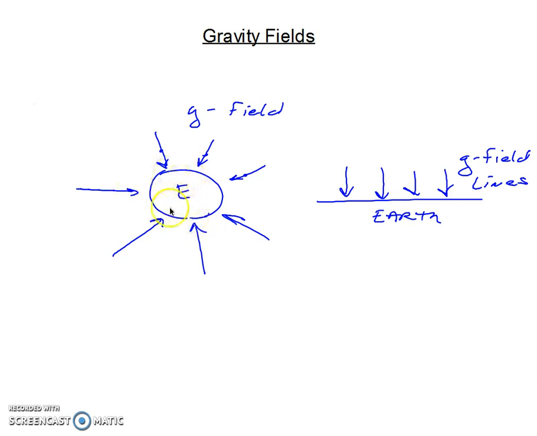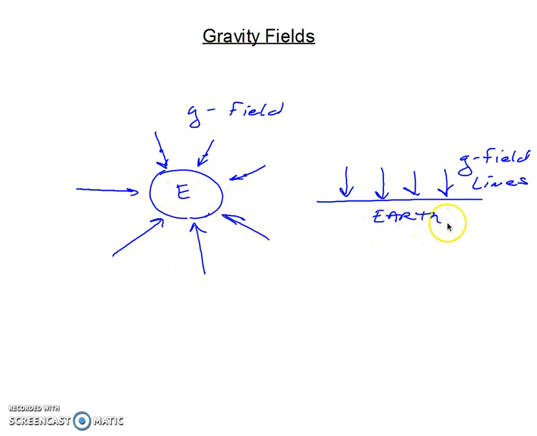So if this represents the Earth, if we were to draw lines that represented the direction that a mass would move if it was released near the Earth, no matter where the mass was, it would move towards the center of the Earth. And these lines represent the gravity field lines. So this is a far away view from the Earth. So if I place a mass anywhere around the Earth, it will move towards the center.